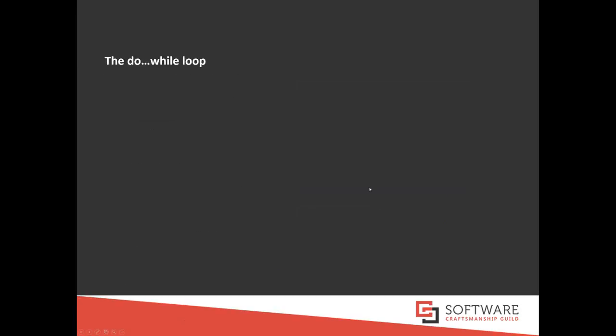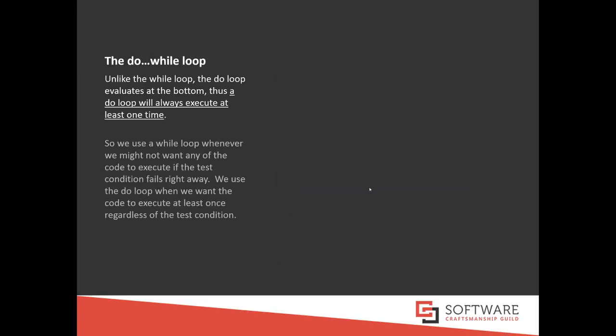The do-while loop is very similar to the while loop, except unlike the while loop, the do loop evaluates at the bottom, so it's always guaranteed to execute at least one time. This is different than the while loop where the expression is at the top. If the expression starts out as false, the while loop will never execute. A do-while loop will always execute at least once, even if the test condition starts as false.